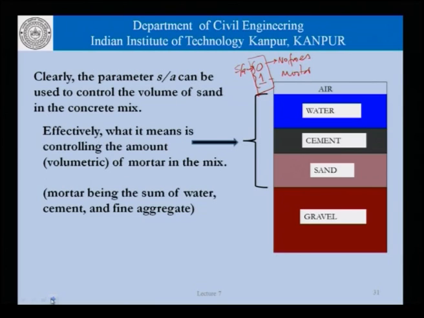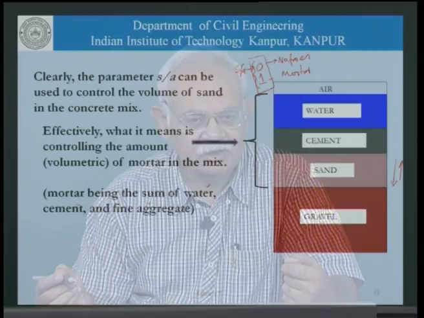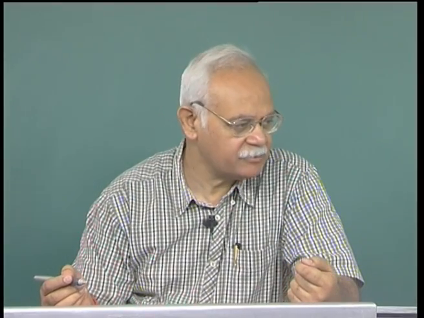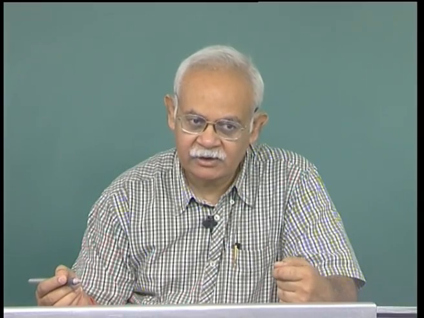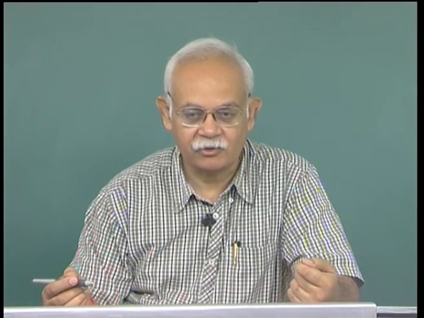Effectively, what does that mean? It means that we are able to control the mortar in the concrete mix when we control the S by A. Because if I control my sand, if the sand is reduced or it is increased, what is happening? The mortar content, which is the sum of water, cement and fine aggregate, reduces or increases. In no fines concrete, the mortar component is only the water and cement. In mortar, we have only mortar, we do not have any coarse aggregate. So, we have moved towards an S by A of 1.